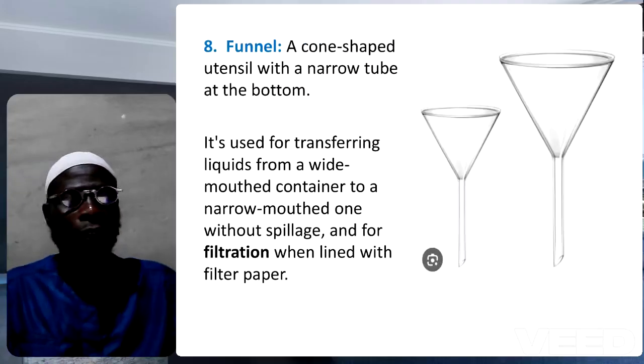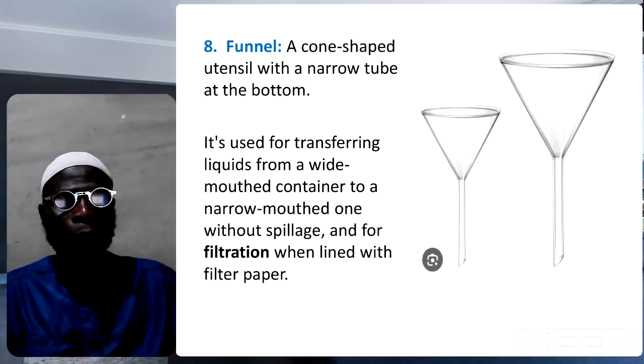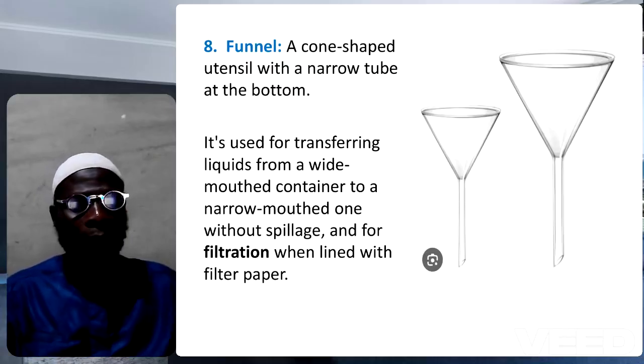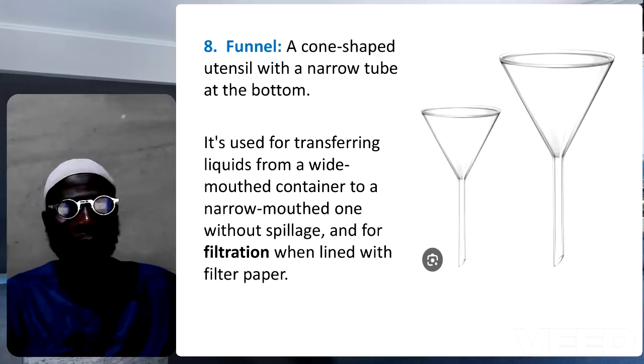So the next one is a funnel. So a funnel is a cone-shaped utensil with a narrow tube at the bottom. It is used for transferring liquid from a wide-mouthed container to a narrow-mouthed one without spillage, and for filtration when lined with filter paper.